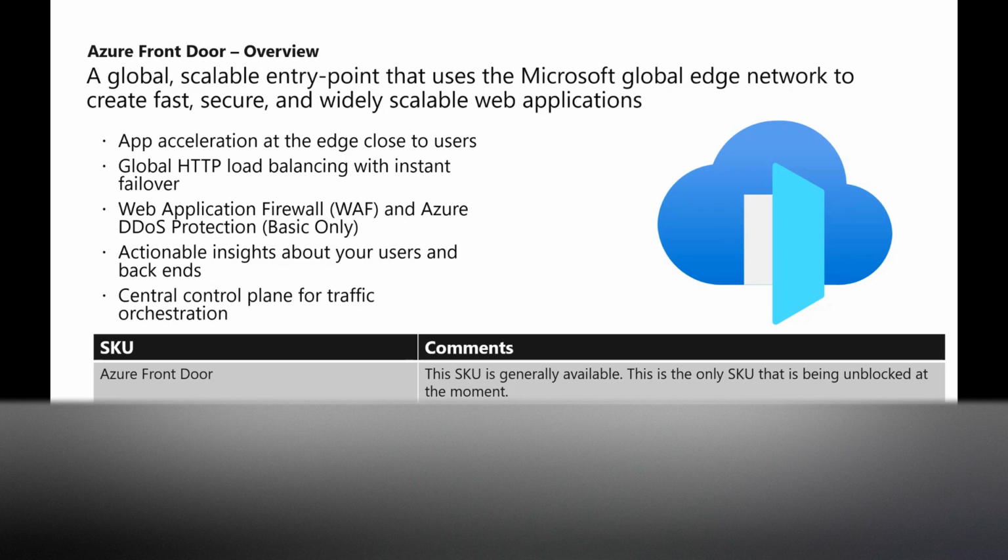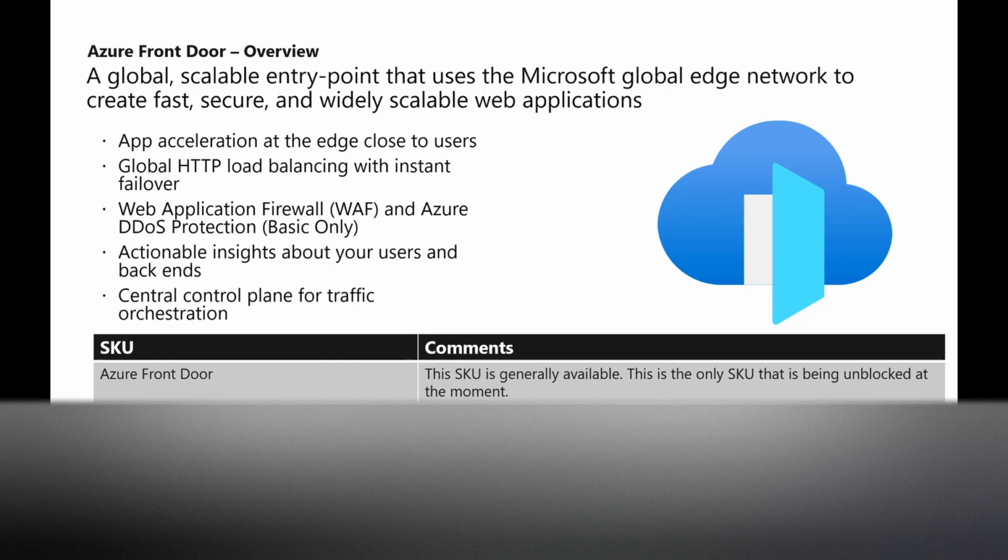There are multiple SKUs. You have Front Door Classic, which can only load balance public front ends. So let's say you have a web app; if it's hosted, it has to have a public endpoint. Then you can put that endpoint or endpoints behind Azure Front Door. So that is a key thing here: public.